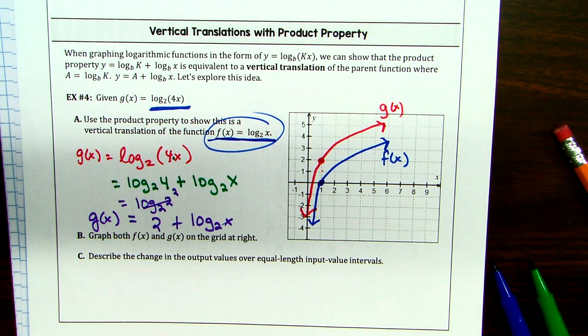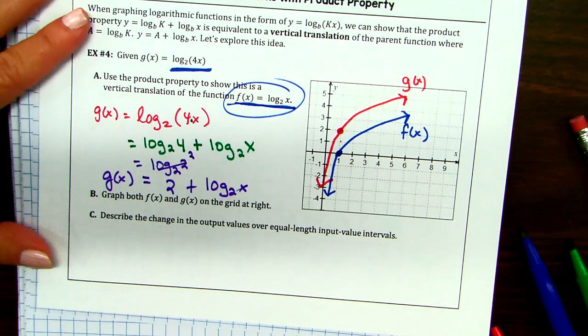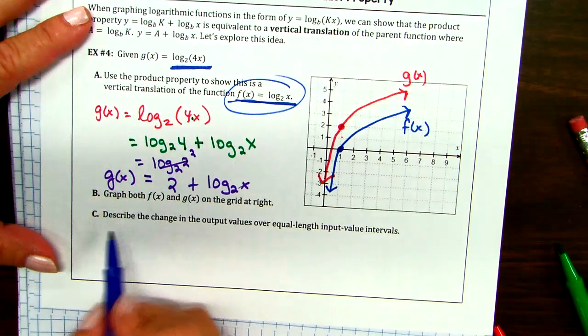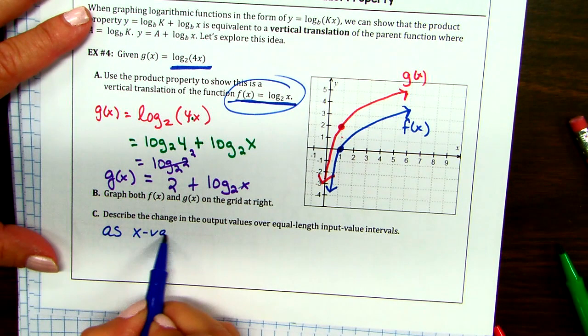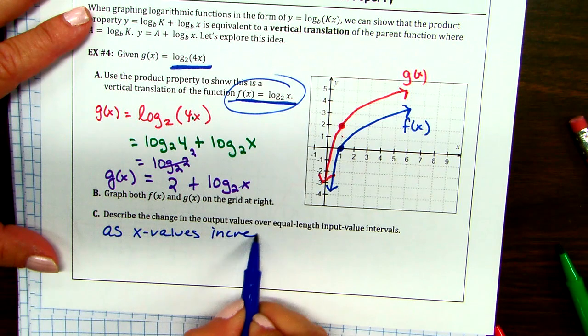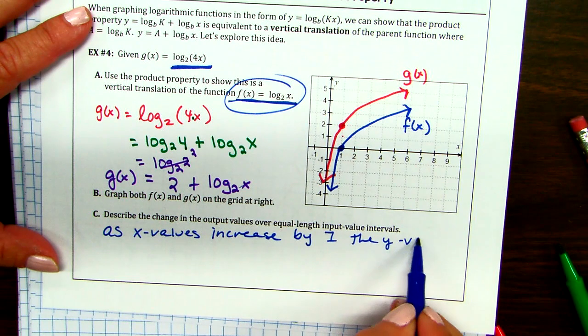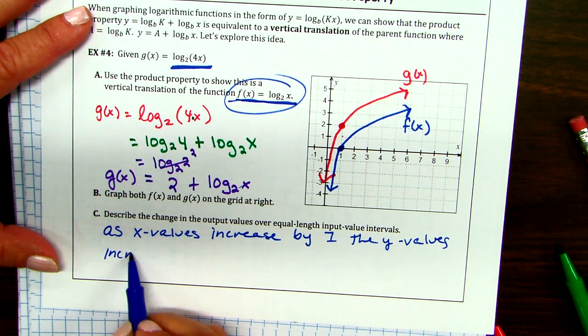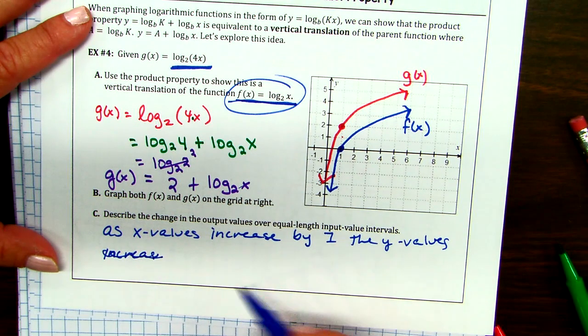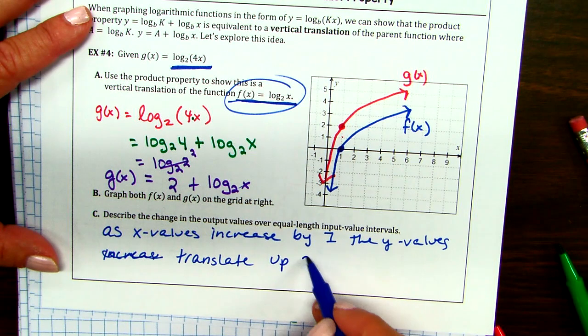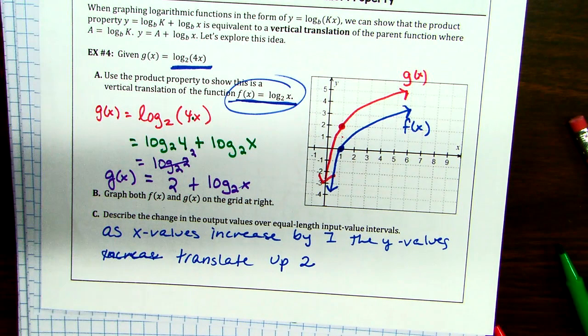And so the very last thing we have to do, I'm almost done, is describe the change in output values over equal length input values. I think this is good practice to write things out in words. So from f of x to g of x, that's what they're saying. Describe what happened. As x values increase by 1, the y values... let's not say increase. Let's say translate or shift. Translate up 2. That's what happened.